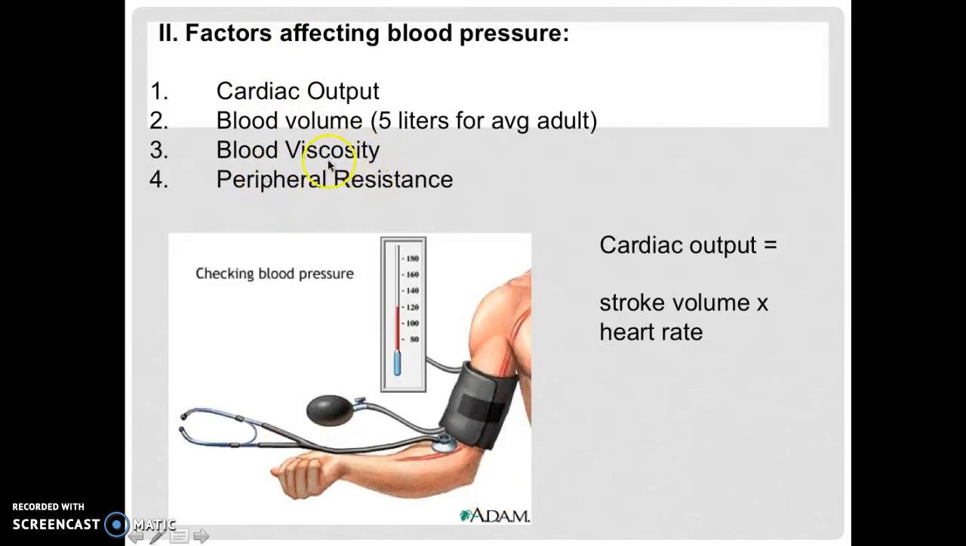Blood viscosity, so the thickness of your blood. If you're dehydrated, you may have a thicker, slower moving blood system. You want to make sure you're hydrated. And what we'll talk more about is peripheral resistance. So that means something is blocking the pathway of blood.